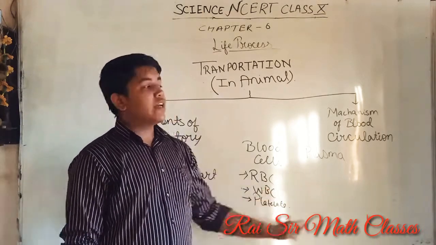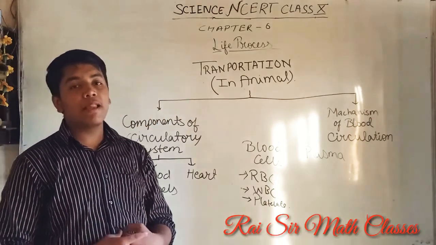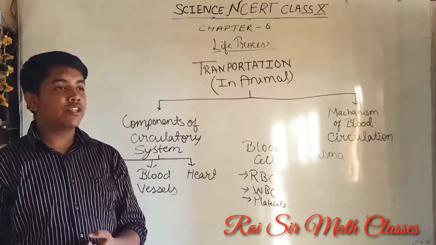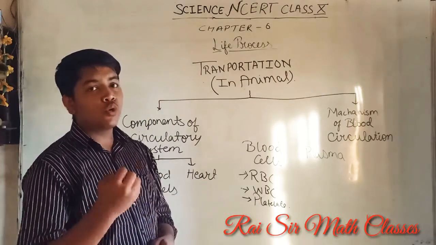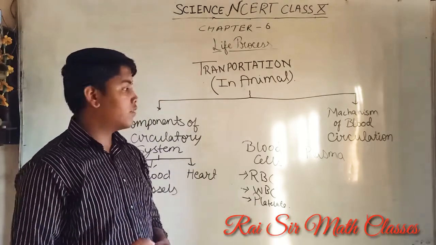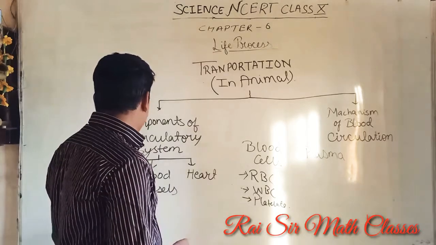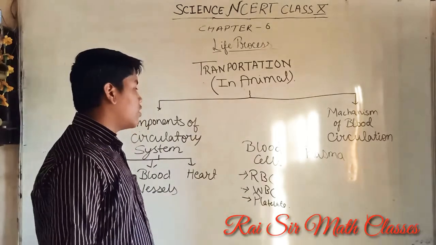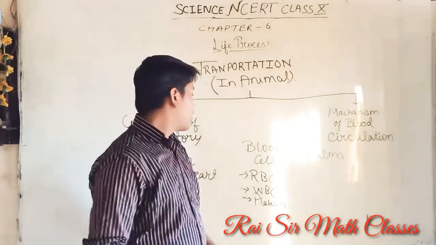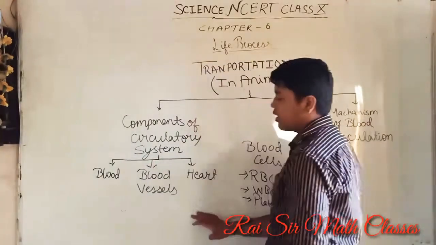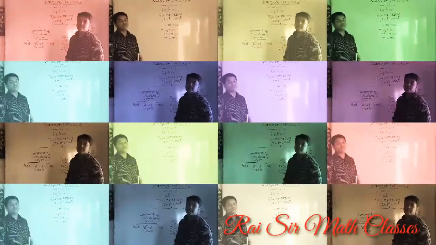And what is plasma now? Plasma helps us to transfer oxygen and water to most parts of the body. So here we completed our blood section. Now we are going to learn about the second major part, that is blood vessels.